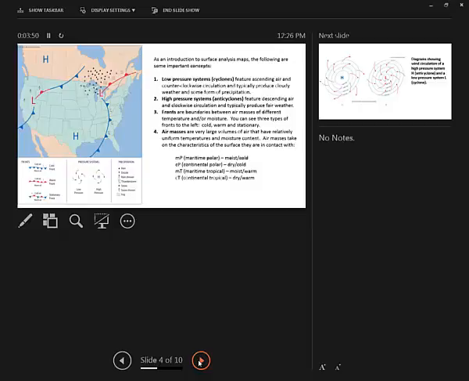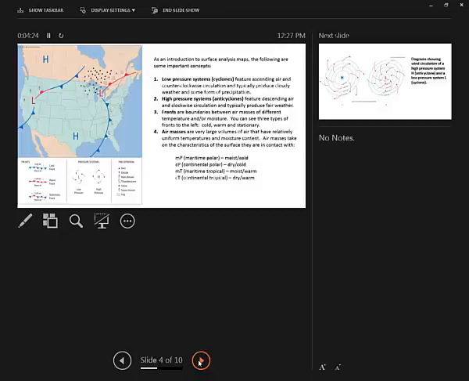Now, I'm going to skip down to number 4, air masses. Air masses are very large volumes of air that have relatively uniform temperatures and moisture content. They obtain their temperature and moisture content from the surface that they were in contact with. So, in other words, if we take a look at an air mass, the first one I've listed there, MP or maritime polar, that's going to be an air mass that's formed up over, say, the North Pacific Ocean or the North Atlantic Ocean. So, moist and cold characteristics.